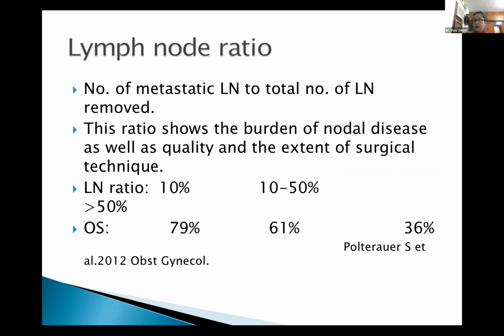Now, when I was looking at this article, I came across the lymph node ratio. What is a lymph node ratio? This ratio shows the burden of the nodal disease as well as the quality and the extent of surgical technique. Lymph node ratio is the number of metastatic lymph nodes to the total number of lymph nodes removed. So if the lymph node ratio is 10, then overall survival is 79%. And if it is more than 50, it will go down to 36%. So it is interrelated to the technique you have applied and whether you have done the lymph node dissection or not.